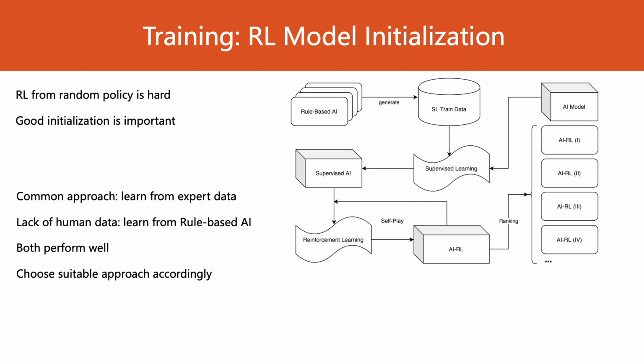First, we write a rule-based AI and use it to generate supervised learning data. We use this data to supervise a model, and then we go to the RL process. In practice, this rule-based AI doesn't need to be very high level, and it will perform well in this process. So these two methods both perform very well, and we just need to choose the suitable one according to the situation. These two methods help us a lot to extend easily to different rules.